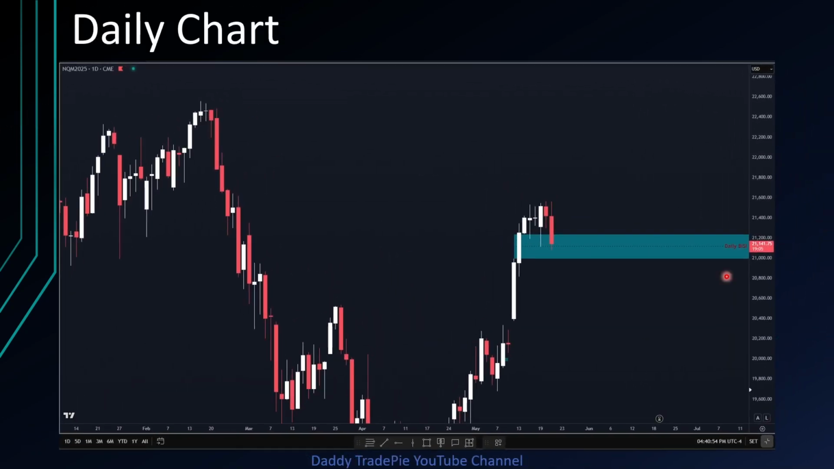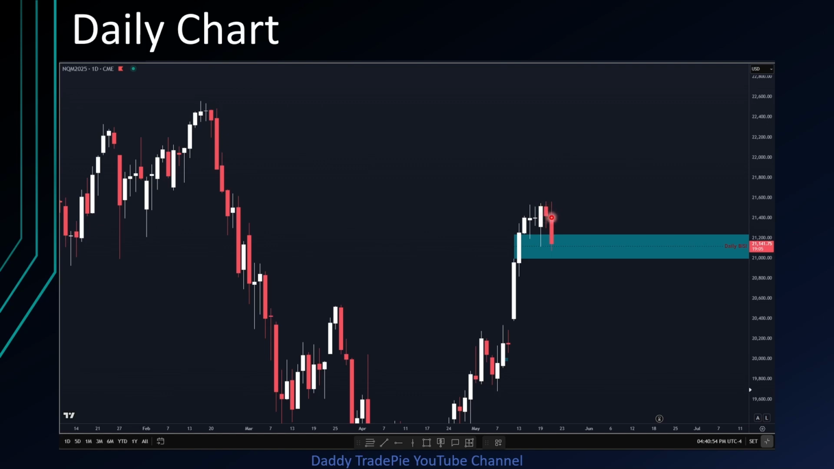Jumping into the daily chart, we can see that we have traded inside the daily BC over here after a nice rejection, spending some time above the fair value gap over here, and we traded into the consequent encroachment of the daily FVG. After that, we started going higher, and yesterday we closed in a red candle.